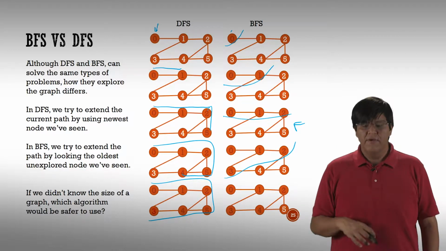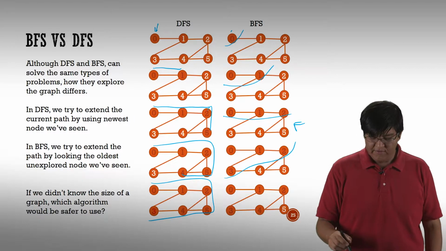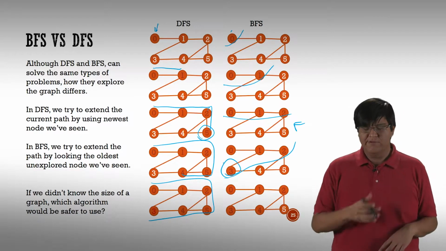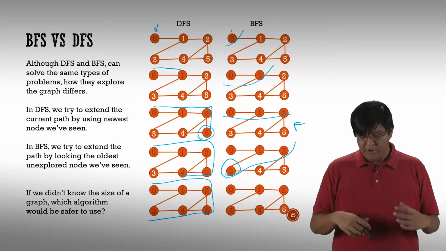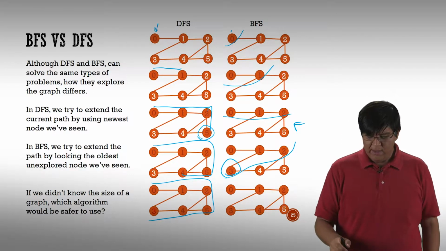BFS doesn't do that though. BFS basically says, I don't want to go that deep. I'm going to stay close to the origin. And so instead of exploring 5, it explores 3. These charts don't quite line up just because of the number of nodes. But the point is that instead of going deeper and deeper and deeper, I'm staying close to the origin.